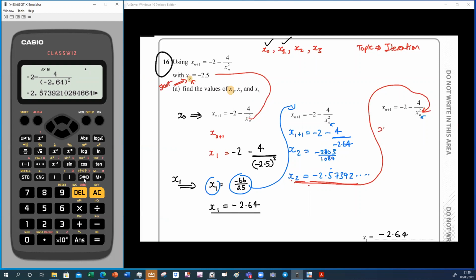Okay, so now we're going to put in the 2 for the n. What happens if you put the second value back into the formula? 2 plus 1 gives us what? 3. This is the third value. So we've done that as well. Okay, so it's equal to -2 minus 4 over. Now we can type in -2.57.